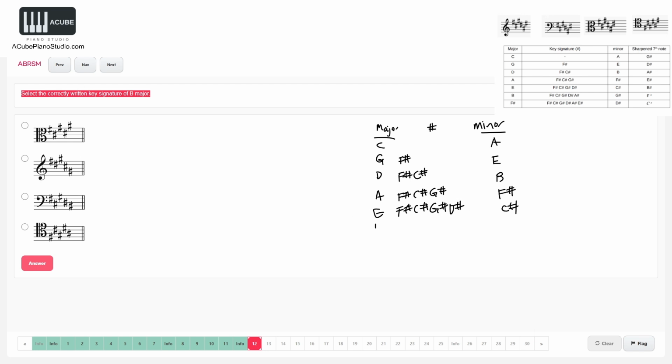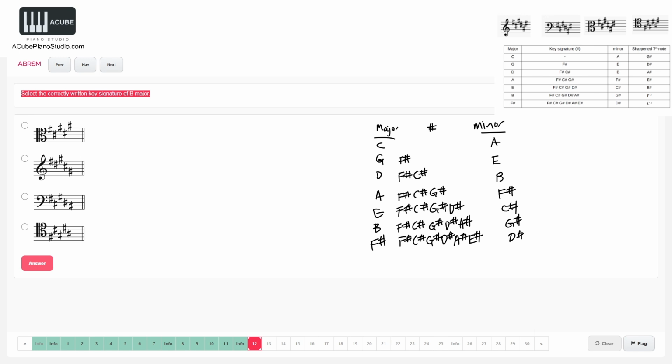Okay. B major and G sharp minor, and the key signature is F sharp, C sharp, G sharp, D sharp, and A sharp. And F sharp major and D sharp minor, so your key signature would be F sharp, C sharp, G sharp, D sharp, A sharp, and E sharp. Okay, so B major, you have 1, 2, 3, 4, 5 sharps, right? 5 sharps. Okay, nothing to eliminate.